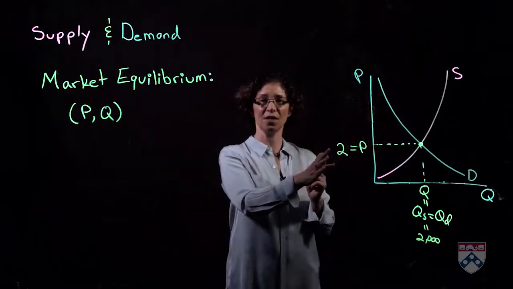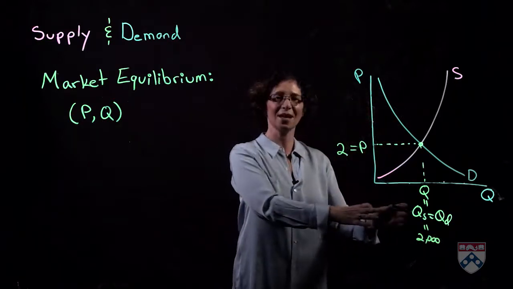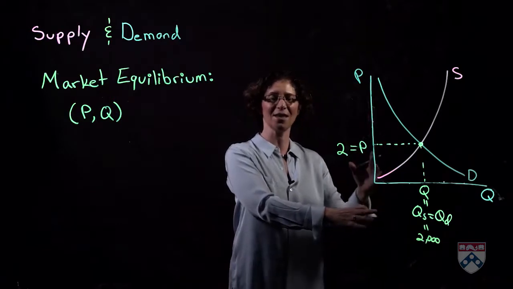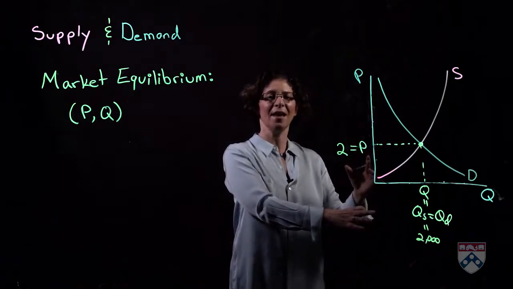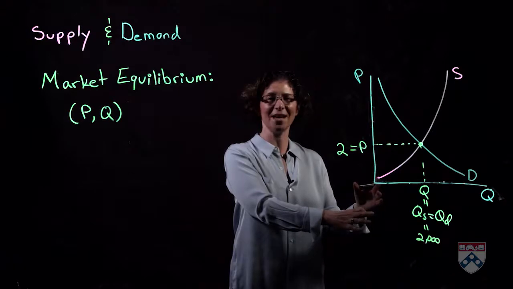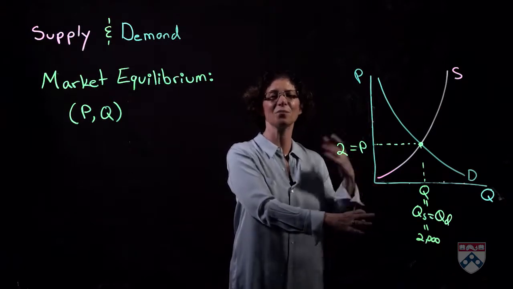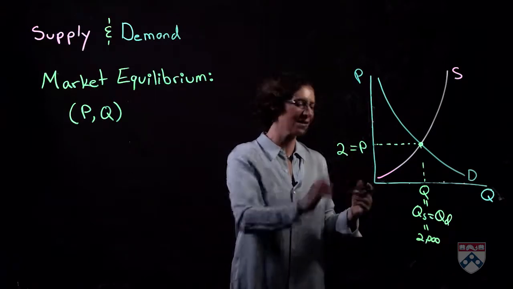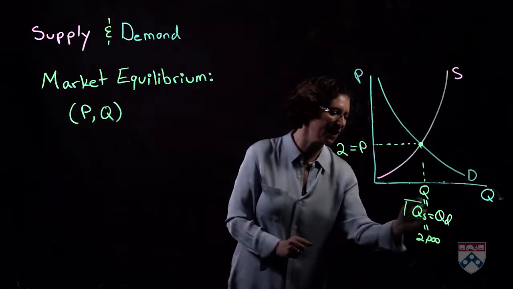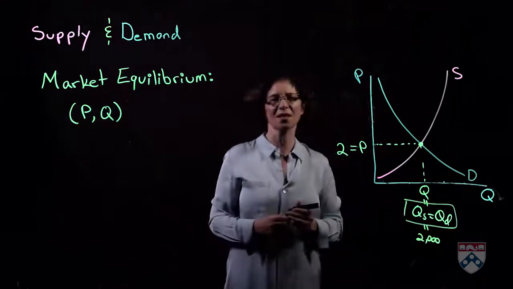At the price of $2 per dozen, 2,000 dozen eggs are the quantity that people want to purchase, and 2,000 dozen is the quantity of eggs that firms want to sell. So again, at this price, quantity supplied is equal to the quantity demanded.